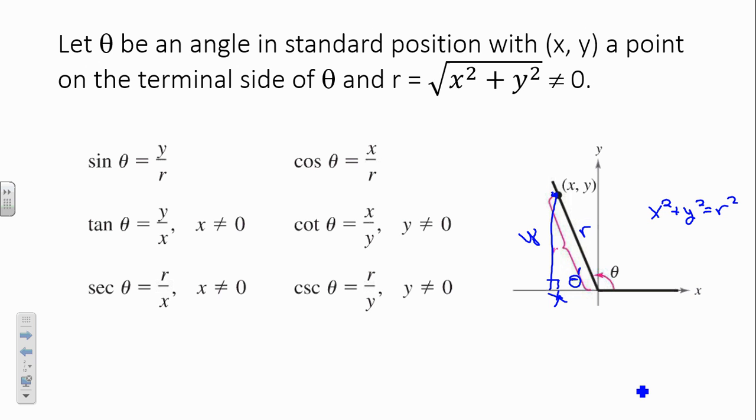And the cosine is going to be the adjacent over the hypotenuse, so it's going to be x over r, not just plain old x. The tangent doesn't change, it's still y over x, and the reciprocal functions will adjust accordingly. Cotangent will still be x over y. Sorry, the secant will now be r over x, and the cosecant is the reciprocal of the sine, r over y. Okay, provided that we don't have zeros in the denominators. So far, so good?